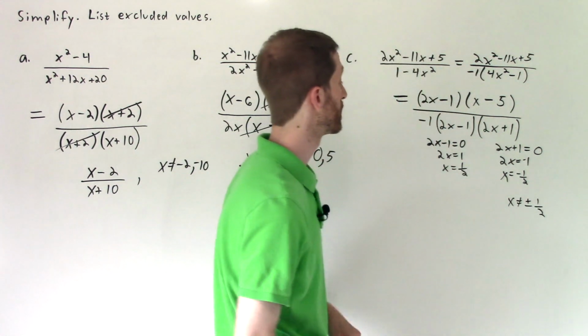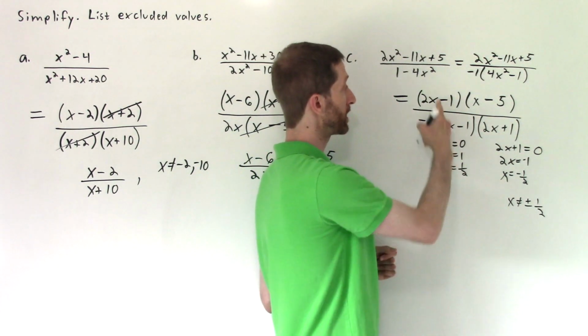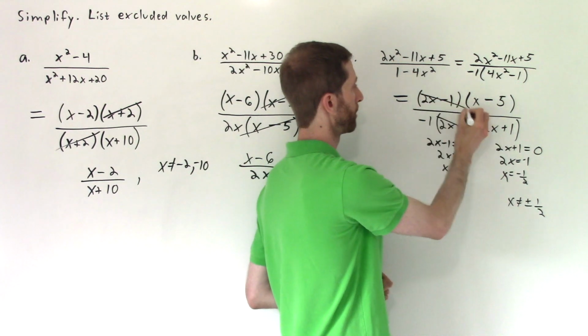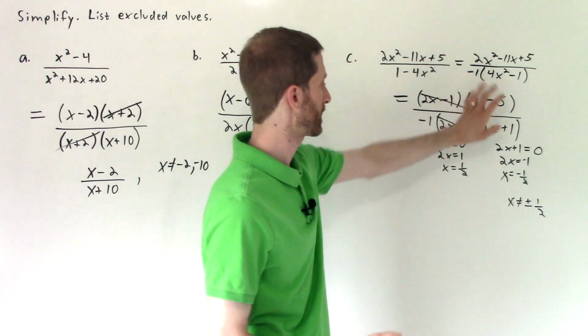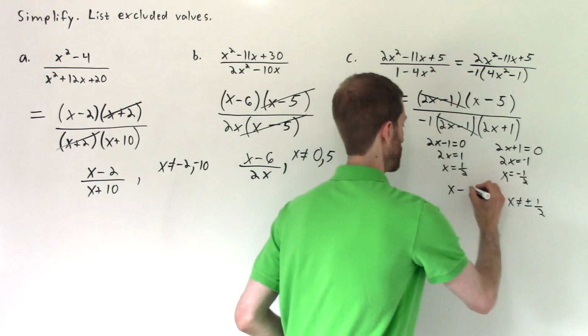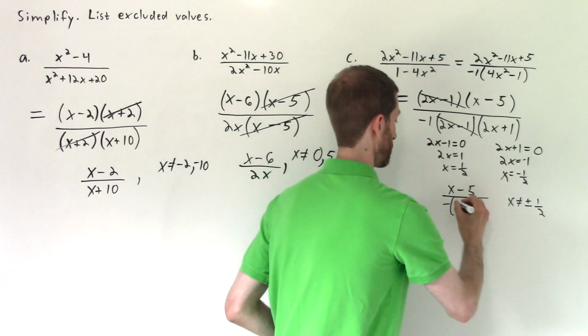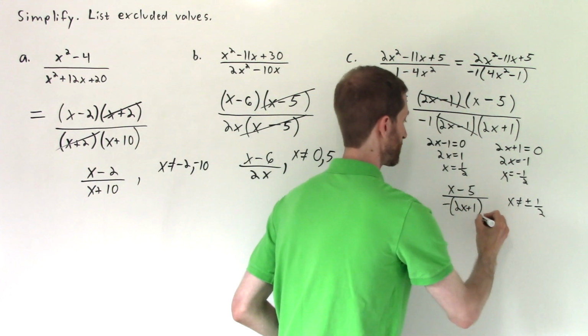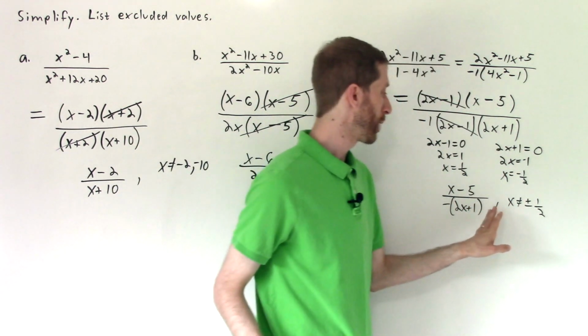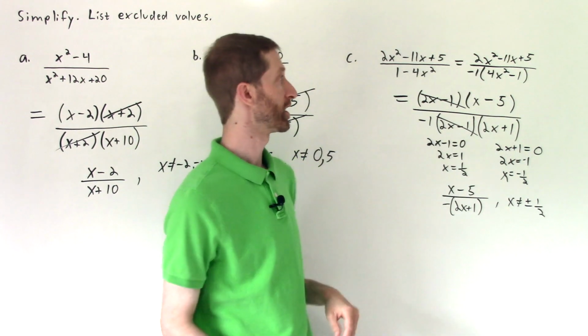Those would be issues. But now we can divide out. We have 2x minus 1 and 2x minus 1. They divide out, and they leave us with our terms. In the numerator, x minus 5 over negative times 2x plus 1. You can just leave it as a minus sign. But remember, x can't take on those values. It could take on any other values.